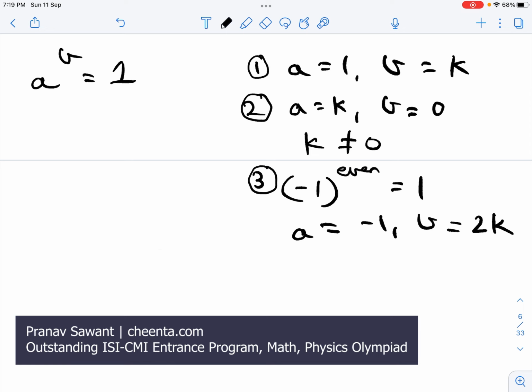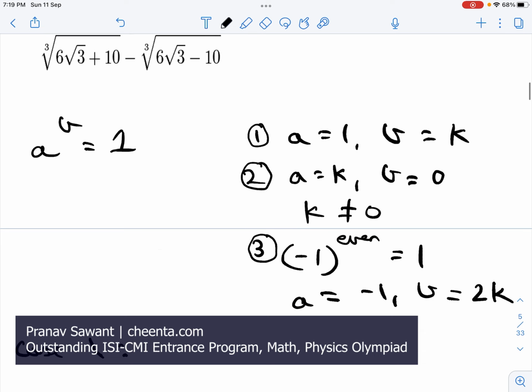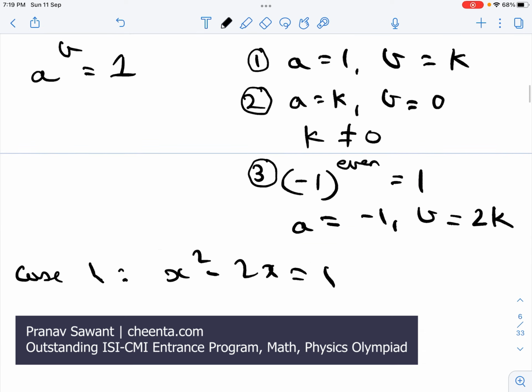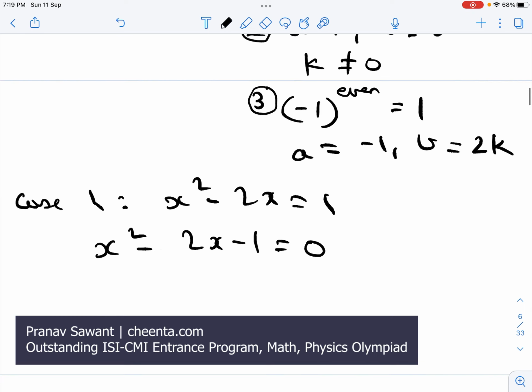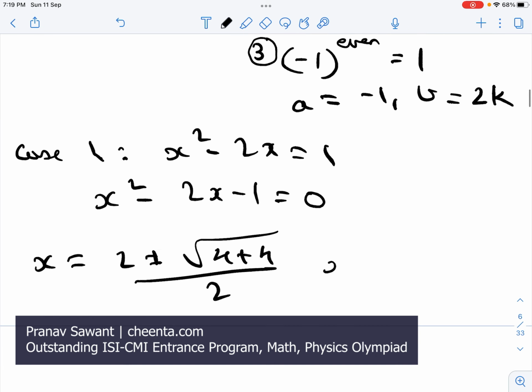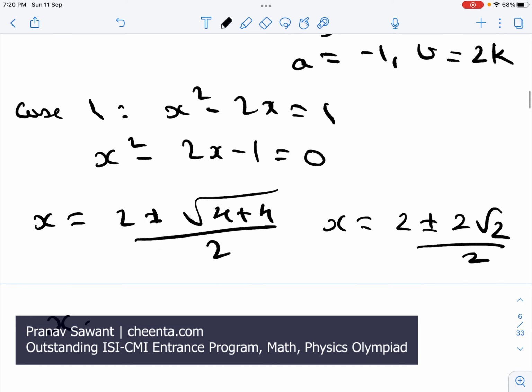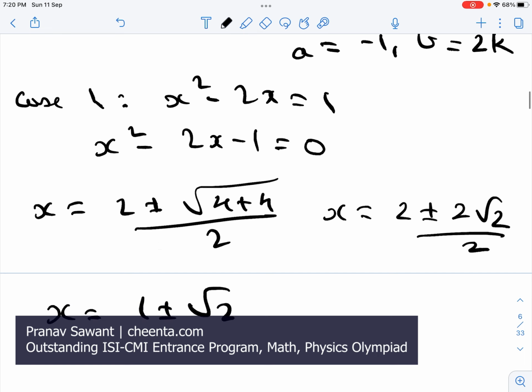Let's just evaluate them one by one. So you have case 1, and in that we have a is equal to 1, so x squared minus 2x is equal to 1. Or in other words, x squared minus 2x minus 1 is equal to 0. And really, we can try and solve this using the quadratic formula. So x will be minus b plus or minus square root of b squared minus 4ac over 2a. When you simplify this, this will be 2 plus or minus 2 root 2 divided by 2. So that simplifies to x equals 1 plus or minus root 2. Right? So we get two solutions for this case.